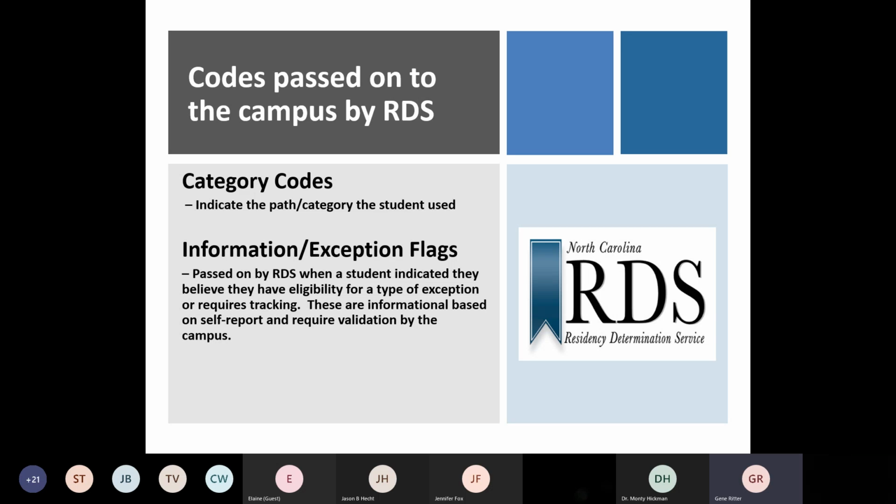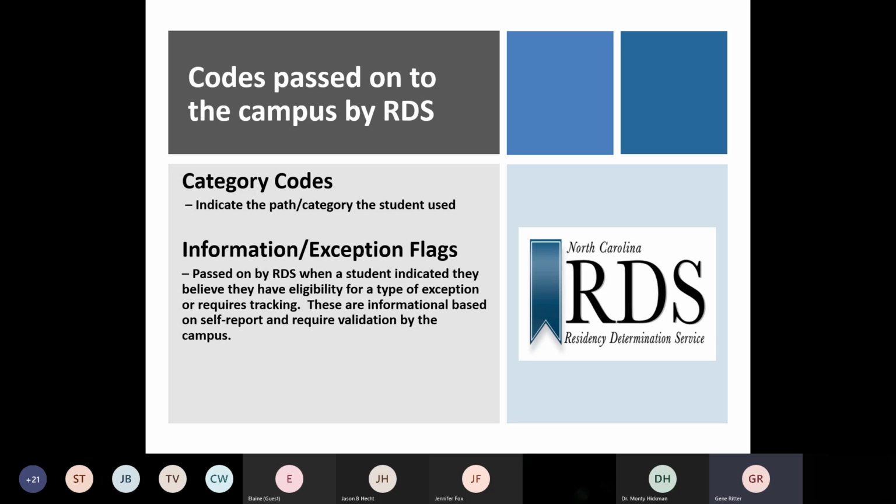For example, if the student tells us they're non-resident, but they're a veteran and have a benefit and plan to use it, RDS will flag that as a veteran exception with the code VetX for informational purposes. We haven't verified it because we don't know if they have a benefit. Is there still anything left? They may have used it one more semester and it would be expired today. There's no guarantee for the future.